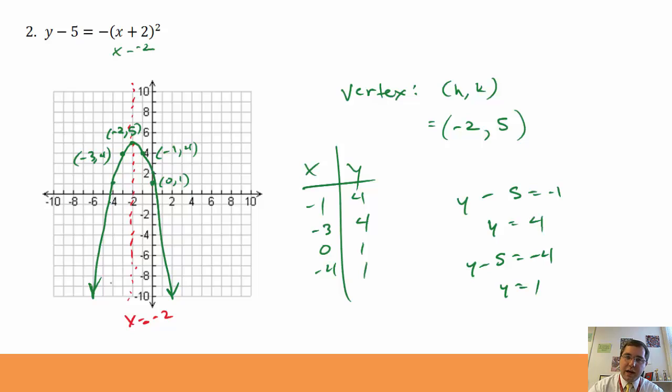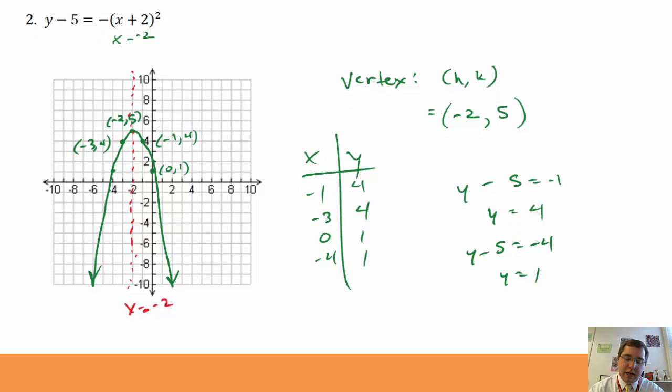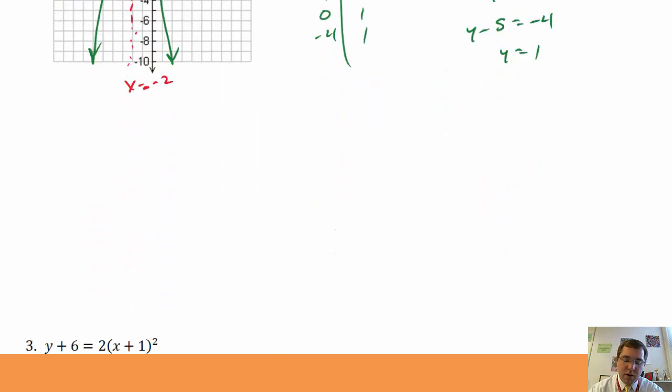So notice that's just taken the original graph we made, y equals x squared. It's reflected it down. It's shifted it to the left and up. It's called a transformation of the original graph.